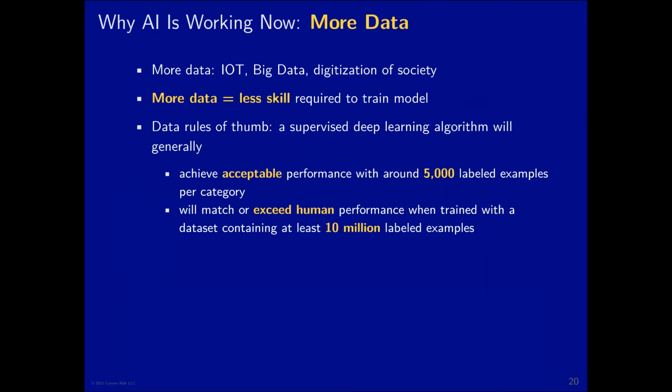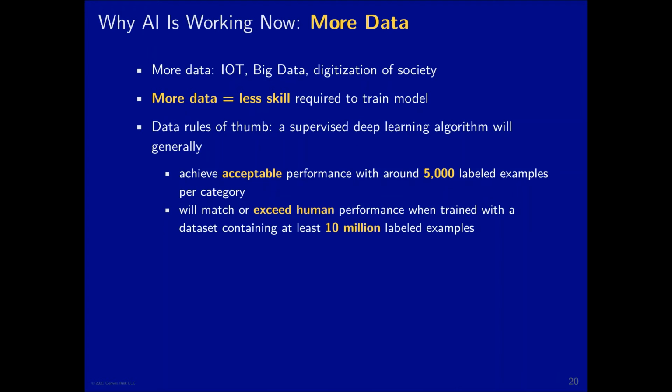So this is Internet of Things, big data, digitization of society. We're all familiar with this. And essentially, the more data you've got, the less skill you need to train the model, because the data will just speak for itself, and you'll have all the special cases that you're trying to figure out. And I'm often asked, well, how much data do you need?